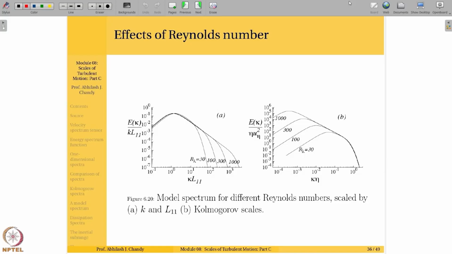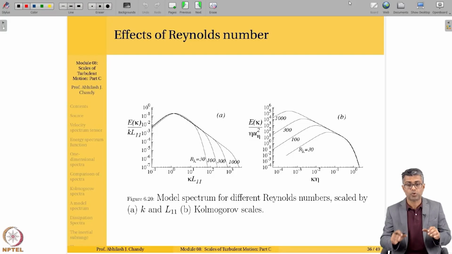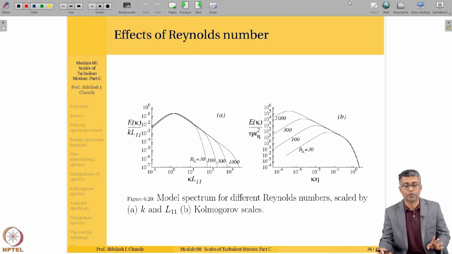But right now, next what we are going to look at is the effect of Reynolds number on the model spectra. So here, no experimental data are shown, only the model spectra, at 4 different Reynolds numbers, 30, 100, 300 and 1000. So these lines represent the model spectra that we had earlier shown. That spectra is analytically calculated for 4 different Reynolds numbers and plotted.